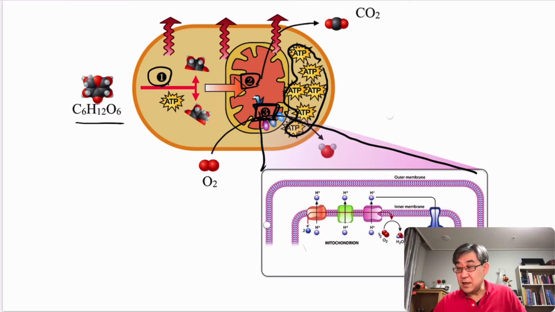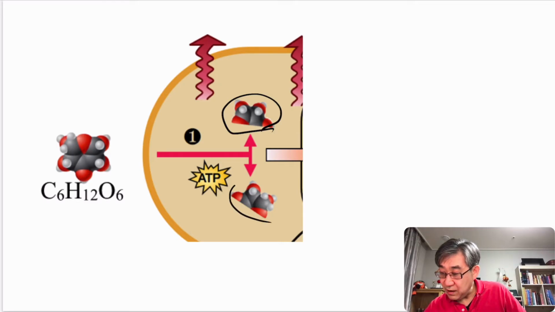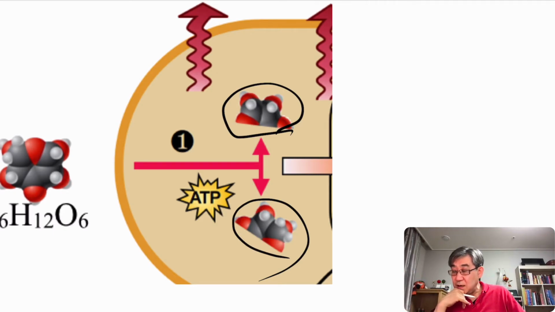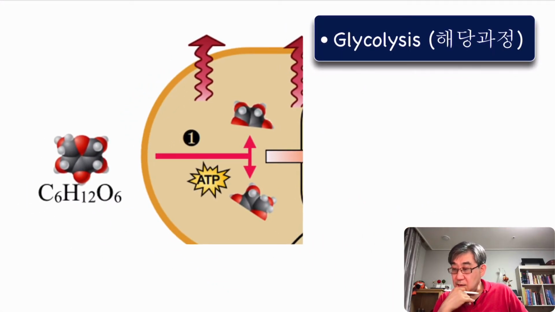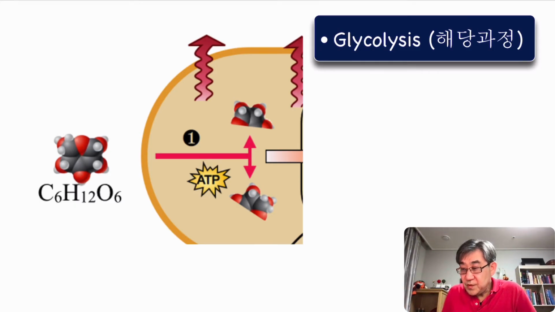Now, having said that, let's get into the steps one by one. The first stage here, just by looking at this cartoon, what we can sense is that in the first step, the end result is that this glucose molecule is split into two halves. And that's exactly what's happening in the first stage of this whole process. This process is named glycolysis. So the first stage of the whole cellular respiration, its name is glycolysis.